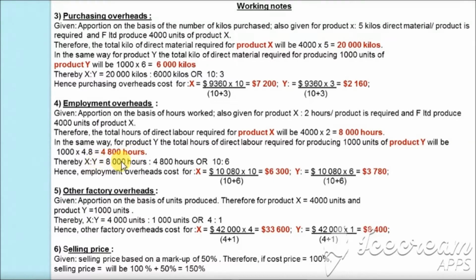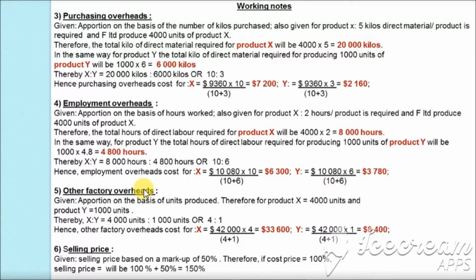Now we are going to apportion them on the basis of 8,000 is to 4,800 hours, and once we simplify it, we get 10 is to 6. So the employment overhead cost for X will be $10,080 times 10 by 16, and for Y it will be 10,080 times 6 by 16.